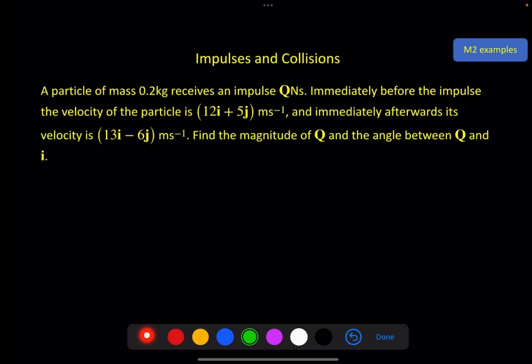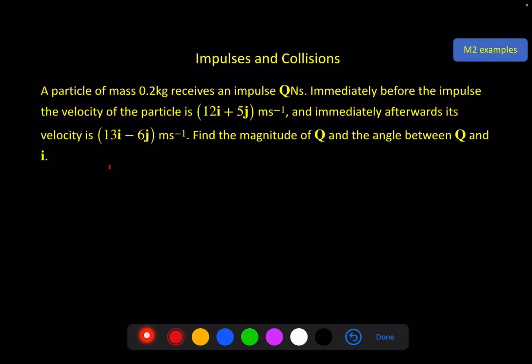Next example, a particle of mass 0.2 kilograms receives an impulse of Q newton seconds. Immediately before that, the velocity is this. Immediately afterwards, it is this. Find the magnitude of Q and the angle between Q and i, of course being the positive x direction.